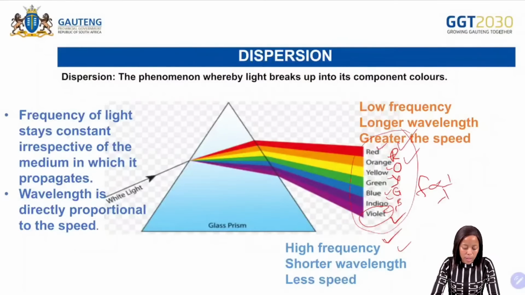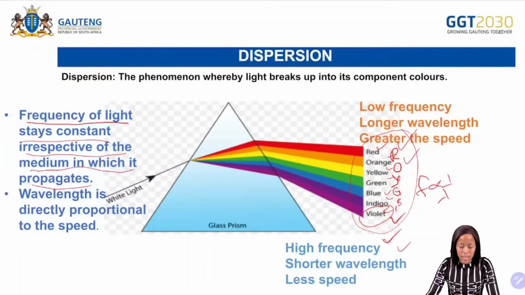And then frequency of light stays constant irrespective of the medium. This statement is very important. It says the frequency of light stays constant irrespective of the medium in which it propagates. So just remember that, and then wavelength is directly proportional to the what? To the speed. Very important. So if you have a high frequency, shorter wavelength, then the less the speed. Why? Because the wavelength is directly proportional to the speed. Meaning if the wavelength decreases, the speed will also decrease.